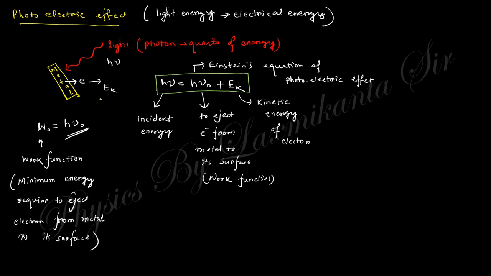No problem. Now if you consider the total circuit of this arrangement, there is a metal, and on this metal a light wave falls with energy h nu, and the electron uses the work function, and the rest of this energy is the kinetic energy Ek of the electron.